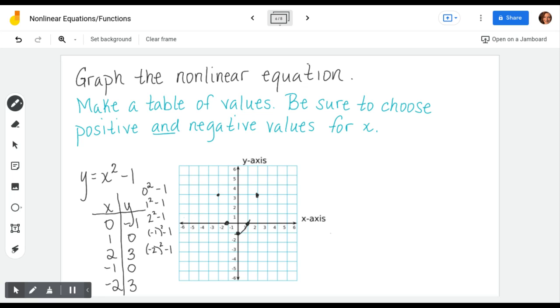So here's that parabola. Here's that U shape. Anytime you have an x squared, it's going to come out to be one of these parabolas. It may be shifted up, down, left, or right, but it's going to be one of these U shapes. Okay, so there's that graph. If I had been asked if it was a function, the answer is yes, because it passes the vertical line test. If I was asked if it was linear, no, because it's not a straight line, right?